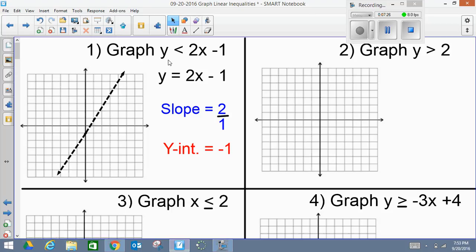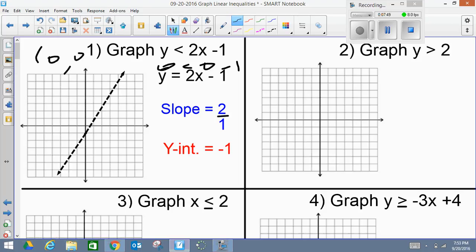So if I check 0, 0, that means my x is going to be 0 and the y is going to be 0. Then I'm going to have 0 is less than 0 minus 1. 0 is less than -1. I'm checking 0, 0 right now, which is here on the left side. I'm checking that point.